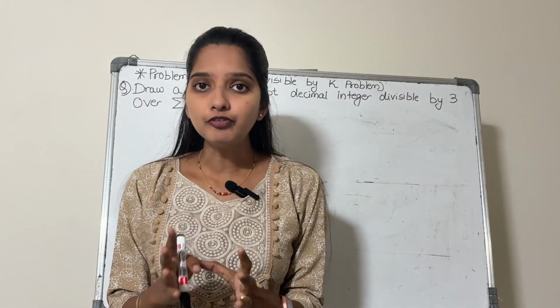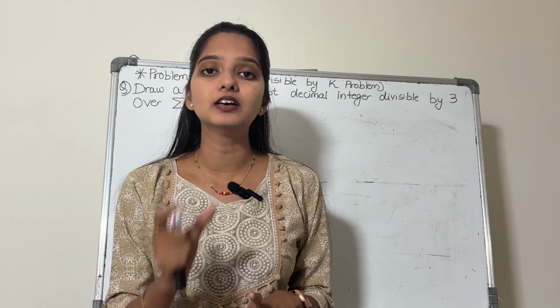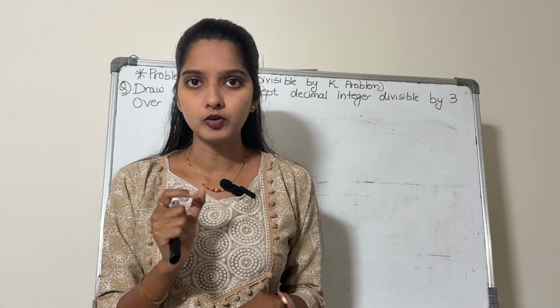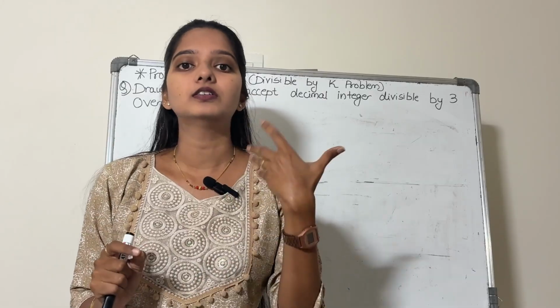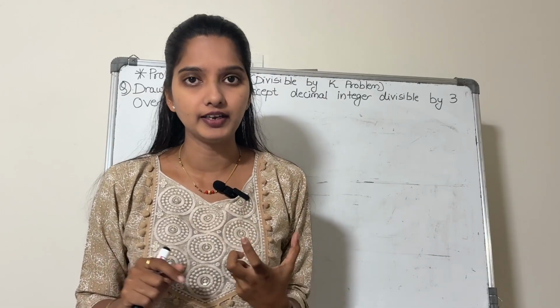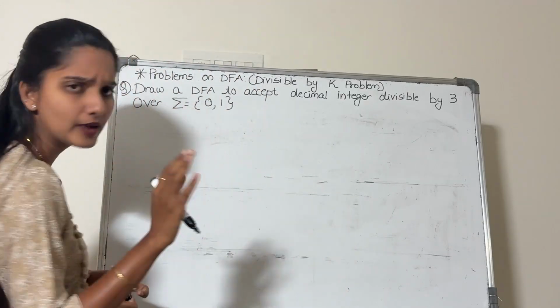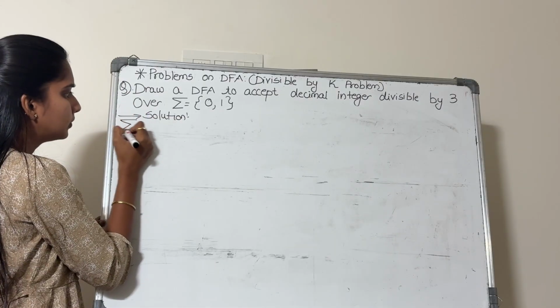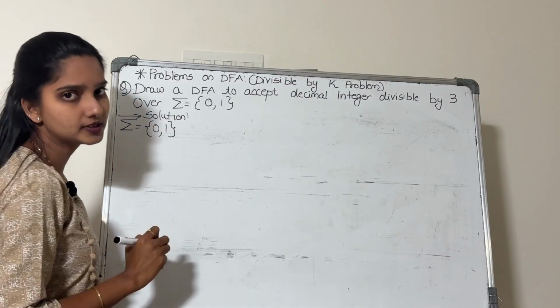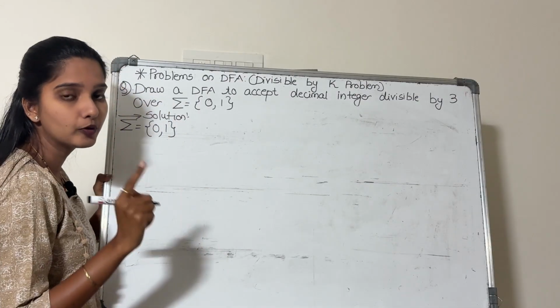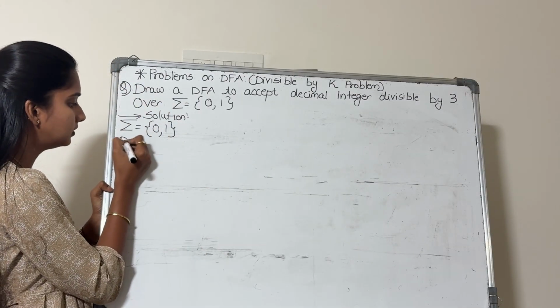So the very first step is you need to find the possible remainder. If you take any number and divide it by 3, what remainder you're going to get, that we need to find. It's very simple. What are the alphabets which are given to you? The alphabet given to you is 0 and 1. So these are the input symbols.